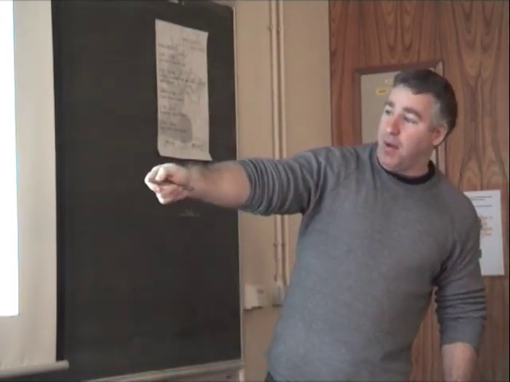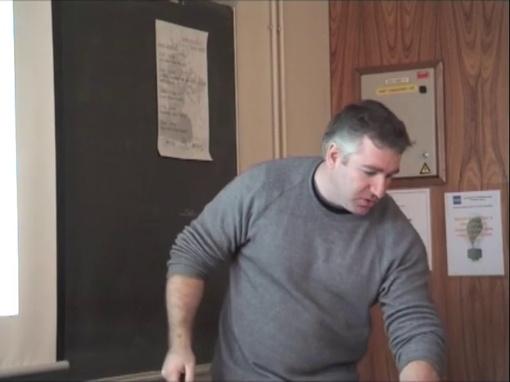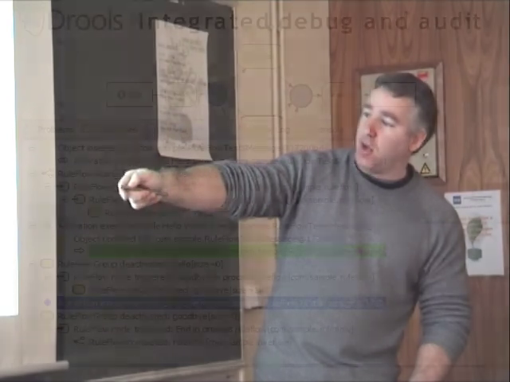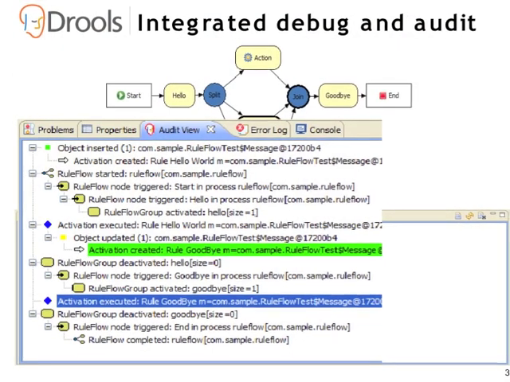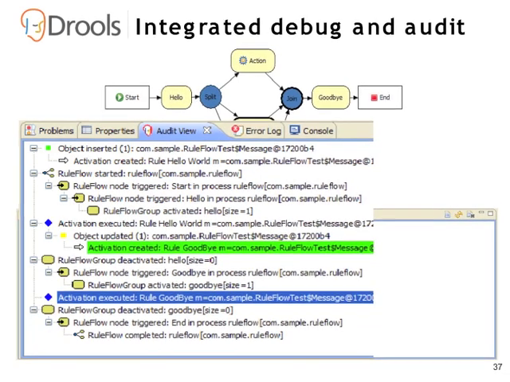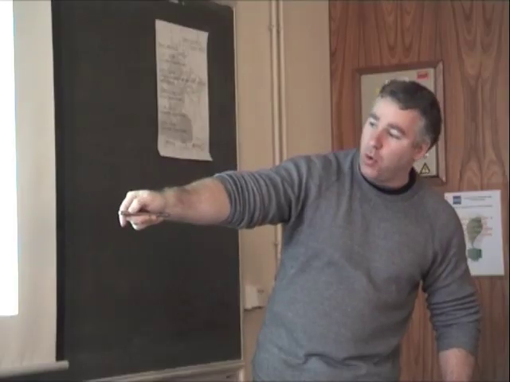So here you can see the rules. I think I've got a little zoom in. There we go. It's basically showing the correlation as well. So here the rule is activated, the rule is materialized, here it's fired. And because it's part of a rule flow group, the rule flow group has to activate in order for the rule to fire.